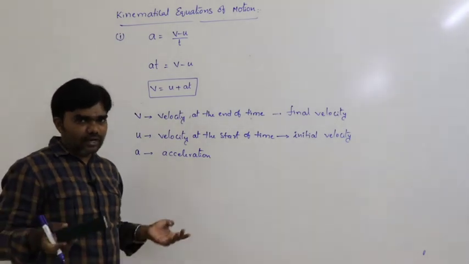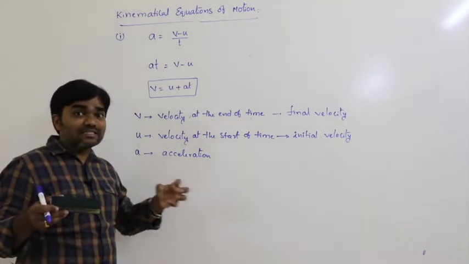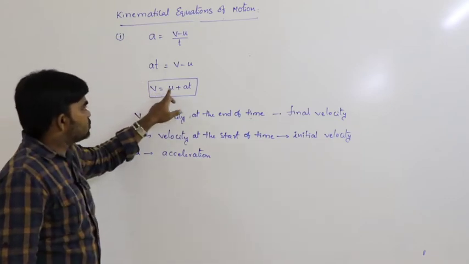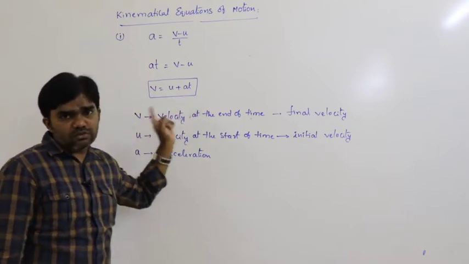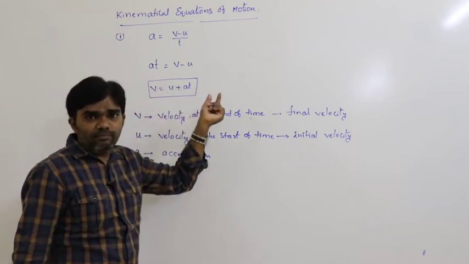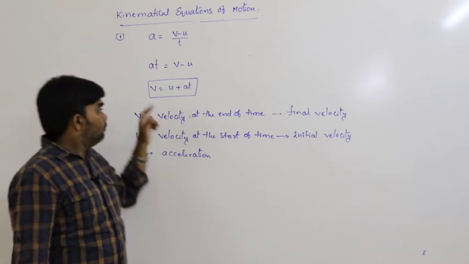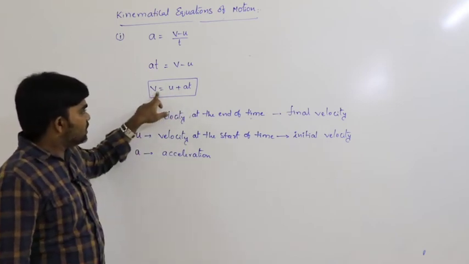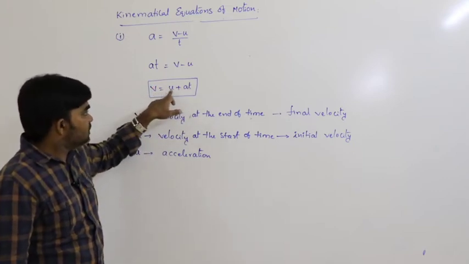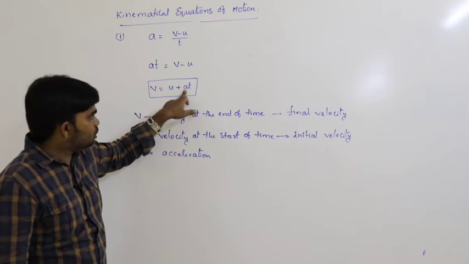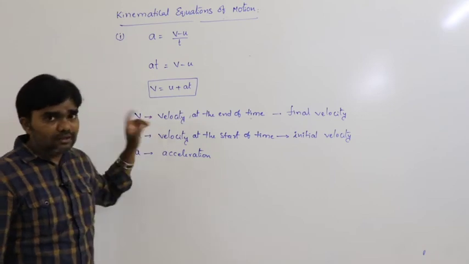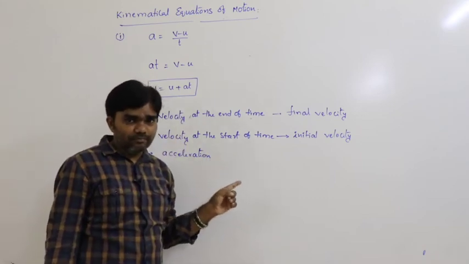What is the time we are considering? That is the condition. So this is the first equation of motion, V equals U plus AT. When can we use this equation while doing problems? Velocity as a function of time. V equals U plus AT. That means velocity varies with the time. This is final velocity, this is initial velocity, this is acceleration, and this is time. In this situation we can use this equation. So remember that this is the velocity as a function of time.